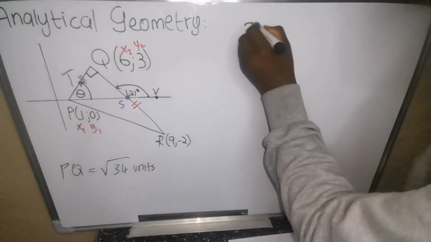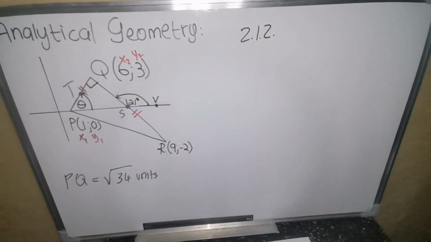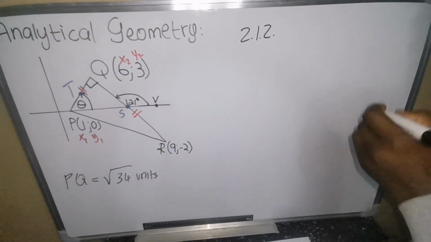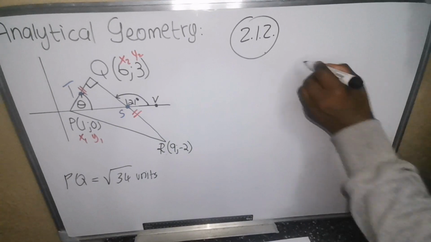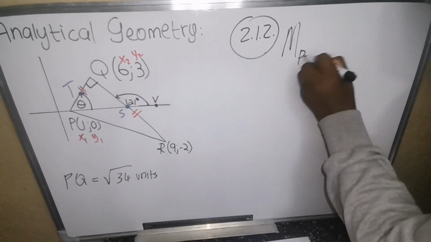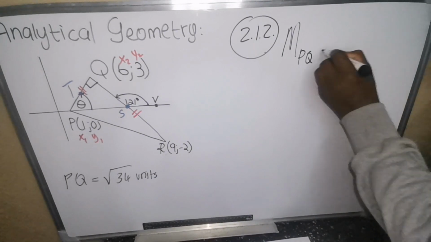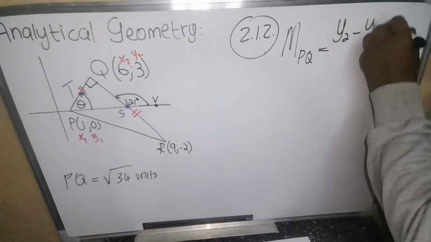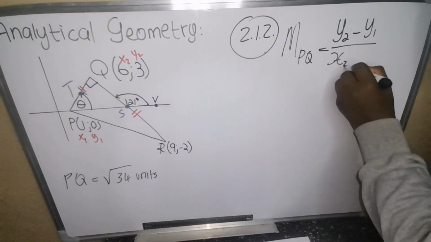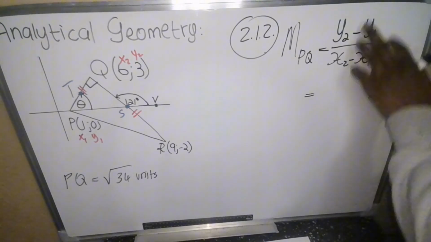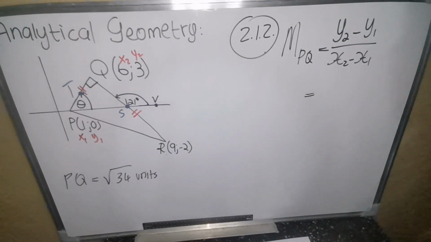Now 2.1.2, determine the gradient of PQ. Gradient of PQ. This is the m. Gradient of PQ is equal to y2 minus y1 over x2 minus x1. This is the formula used for gradient. Guys, I would suggest you have your formula sheet next to you to reference all the time. When I write these formulas, you must always reference your formula sheet to recall them.